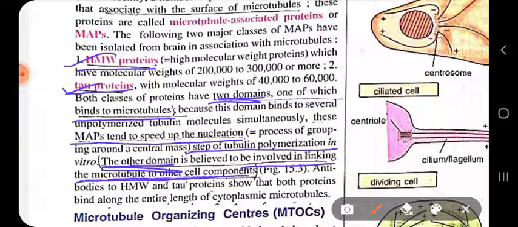polymerization. What is nucleation? Nucleation of microtubule is the process in which several tubulin dimer molecules interact to form a microtubule, right? And this nucleation of microtubule occurs at the microtubule organizing center. Okay, it occurs in the microtubule organizing center.